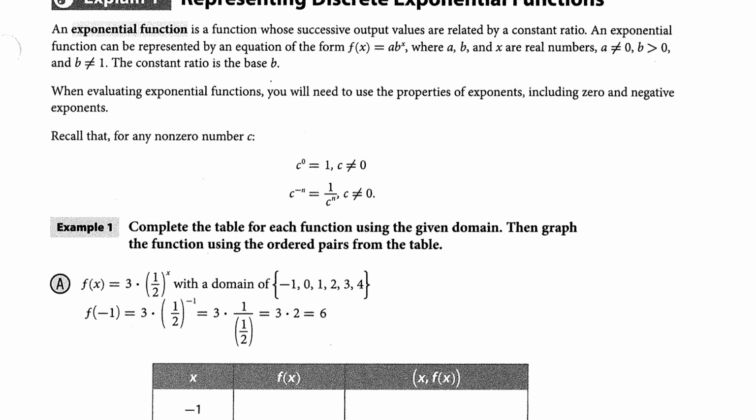When evaluating exponential functions, you will need to use the properties of exponents, including the 0 and negative exponents. Recall that for any non-zero number c, c to the 0 power comes out to 1. If you have a number to a negative exponent, you can rewrite it as a fraction with the number in the denominator and change the exponent to a positive. Complete the table for each function using the given domain. Then graph the function using the ordered pairs from the table.